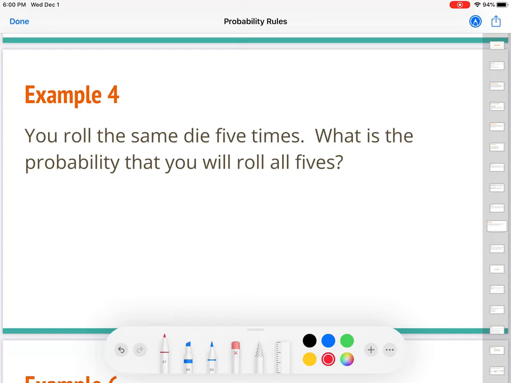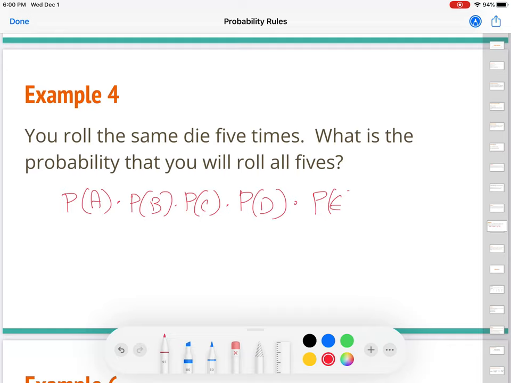All right. So now we're doing probability of A times probability of B times probability of C times probability of D times probability of E. So each of these letters is one roll.